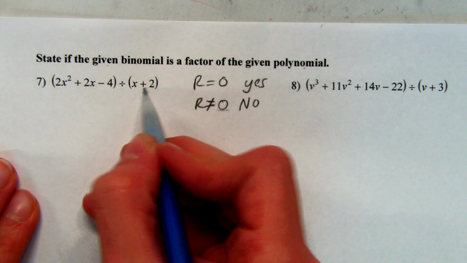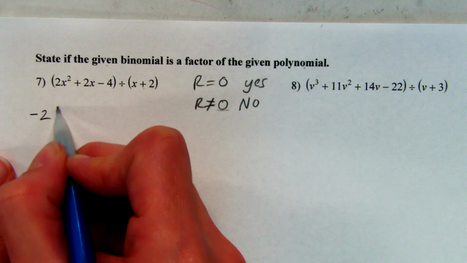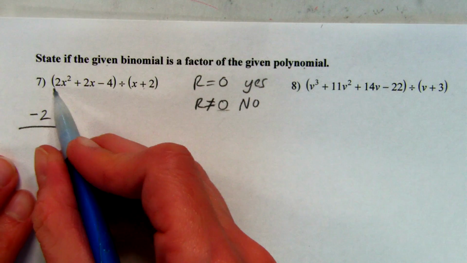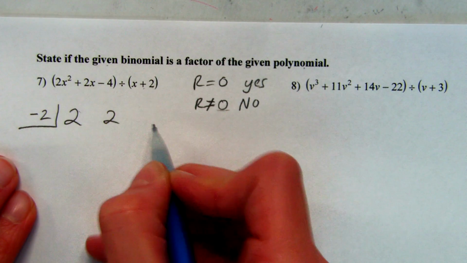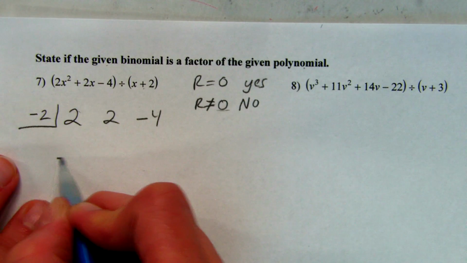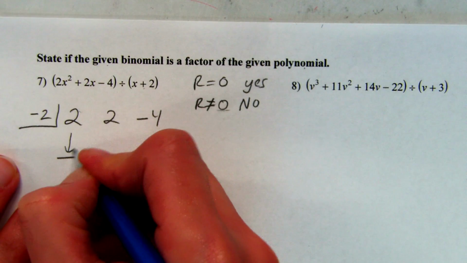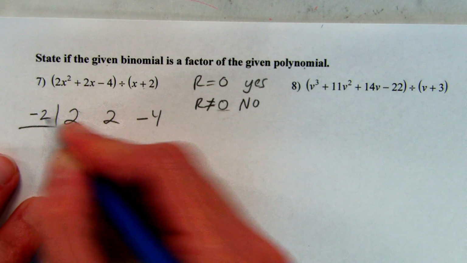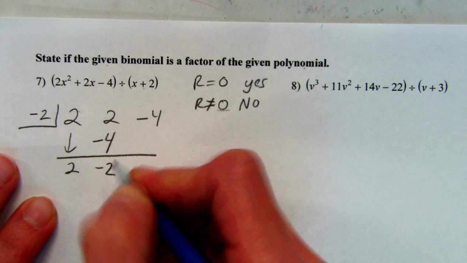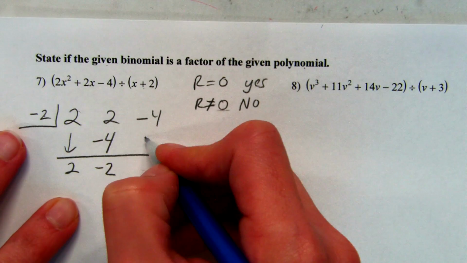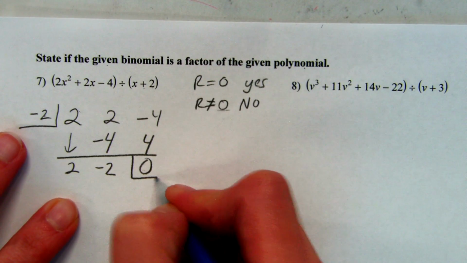So since I have plus 2 here, I'm going to put minus 2 in the little box. And I don't think there's anything missing. It looks like it's in order, so we can just do 2, 2, and negative 4. So bring down the 2. 2 times negative 2 is negative 4. Add that to 2, we get negative 2. Negative 2 and negative 2 makes negative 4... and we got a remainder of 0.